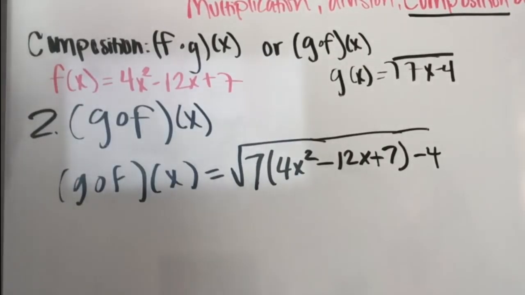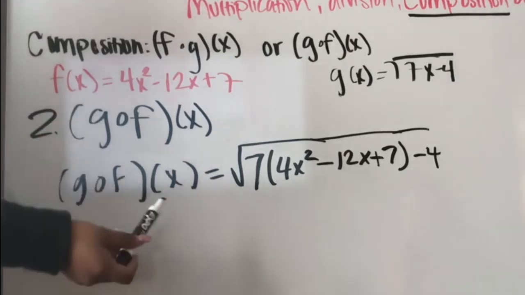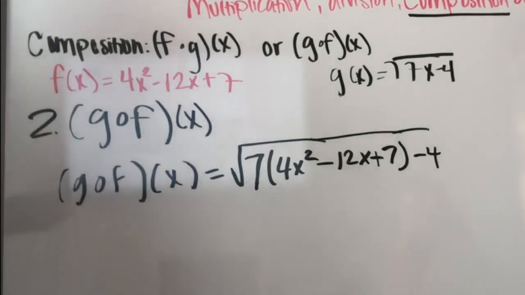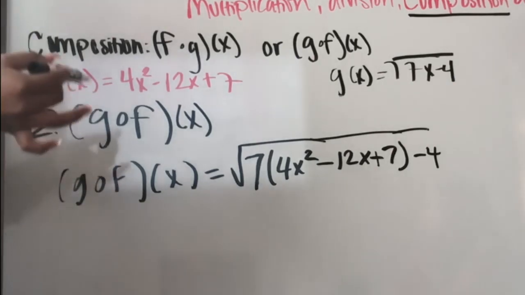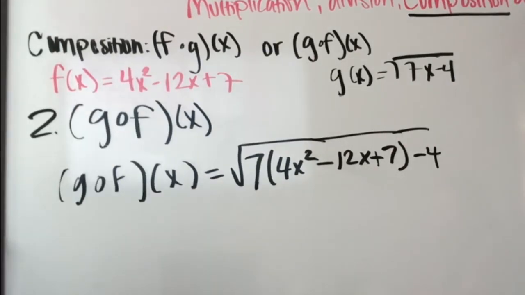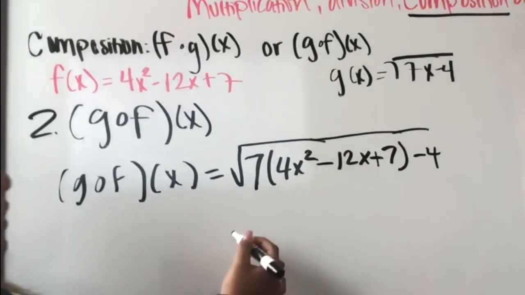G composed of f of x. So we replace the x values with the f of x, which we got: 7 times the parentheses 4x squared minus 12x plus 7, minus 4. Okay, so we're going to simplify this. We are going to distribute the 7.